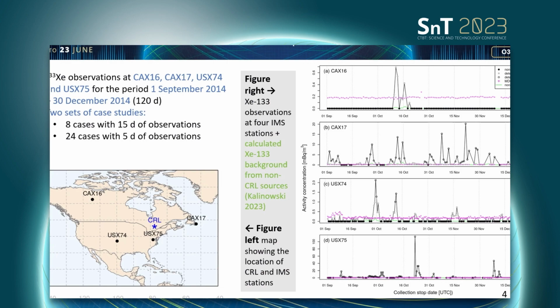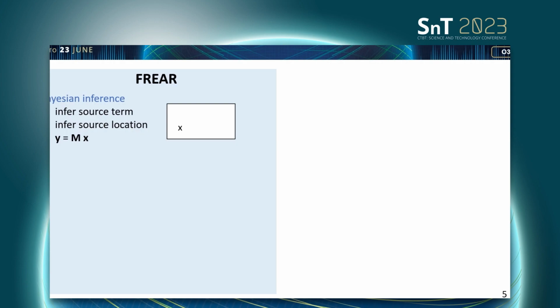And then we performed inverse modeling on each of these cases separately. So we consider them independently as a case study. You can see on the right-hand side the time series of the 4 IMS stations, but I will not go into detail. And so the aim was to reconstruct the source location at this point, so only the source location of Chalk River Laboratories for these either 8 cases or these 24 cases. For that, we used the Bayesian inference tool FREER.